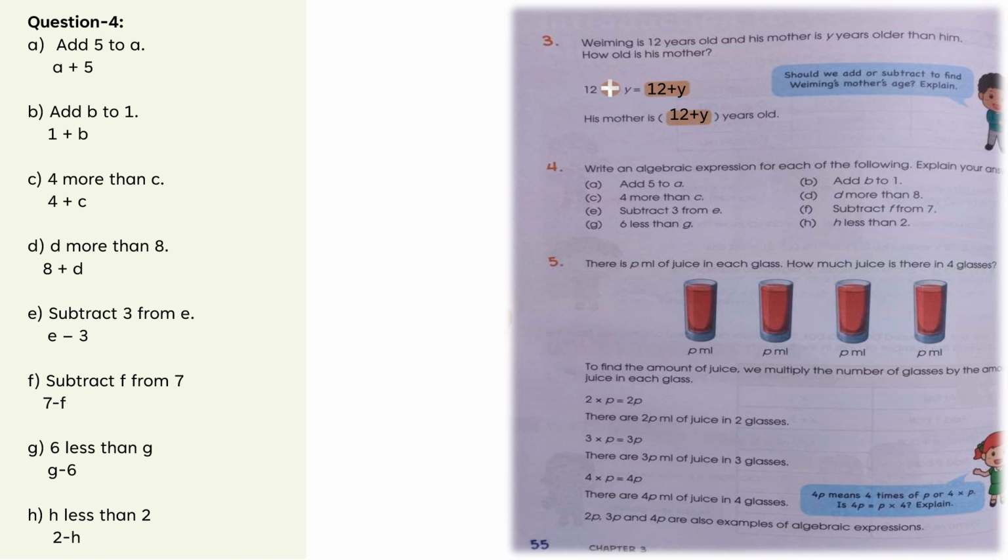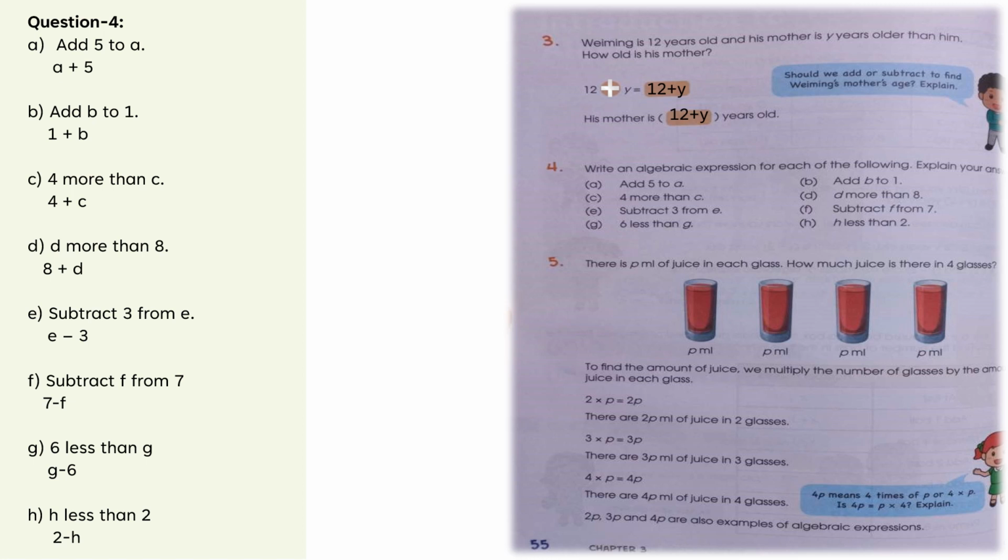For part F, we have to subtract F from 7. So 7 comes first and the algebraic expression will be 7 minus F. For part G, we have 6 less than G. Again, less means that there is a decrease or subtraction taking place. So 6 less than G will be represented with G minus 6 because the comparison is with respect to G. So G comes first and we write G minus 6.